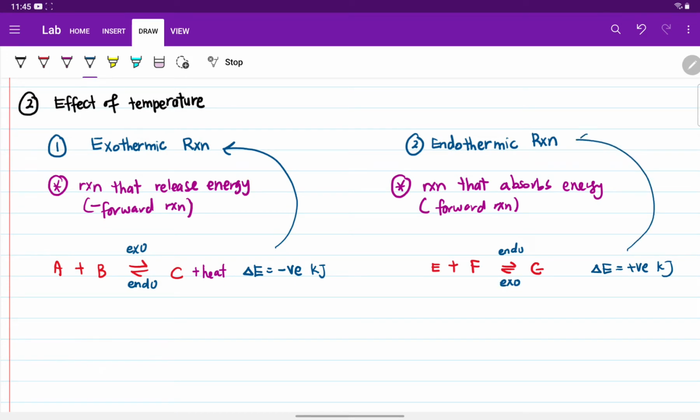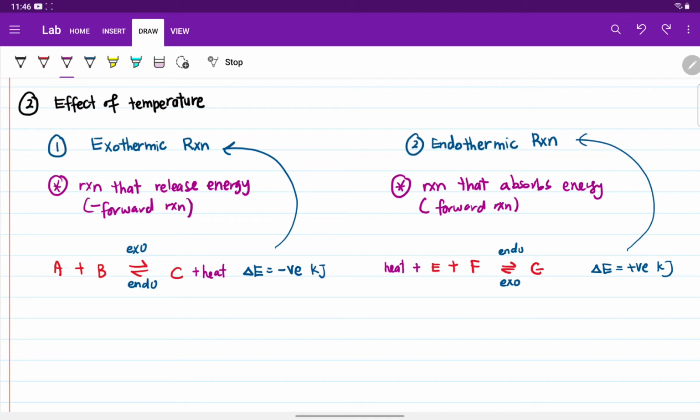Okay, kenapa jadi macam tu? Kenapa forward reaction adalah endothermic? Kita kata tadi absorbs energy. Okay, this is because for E and F to react with each other to produce G, dia mesti absorb heat. Kerana heat adalah salah satu reaktan. Kalau tak ada heat, maksudnya E dengan F tak boleh hasilkan G. So, heat mesti ada as one of the reactant.